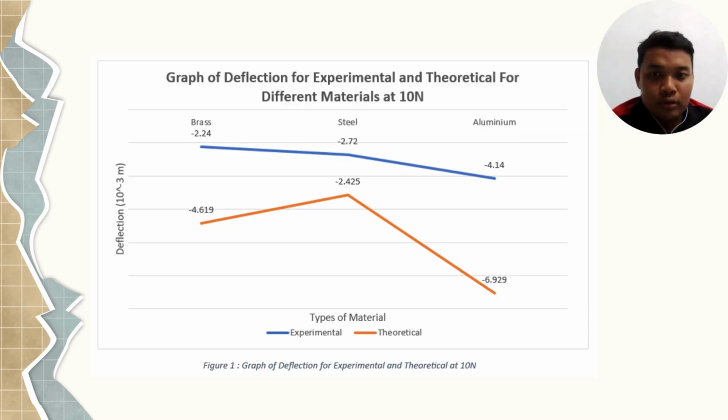Alright, we move on to the last part for the calculation. So here is the graph for the deflection for experimental and the theoretical for the different materials at fixed load, which is 10 Newton. So here are the differences.